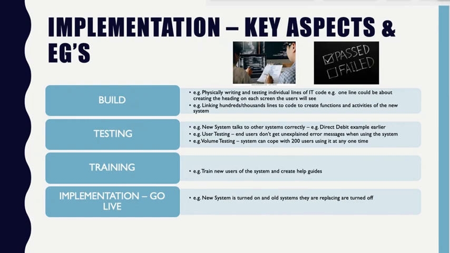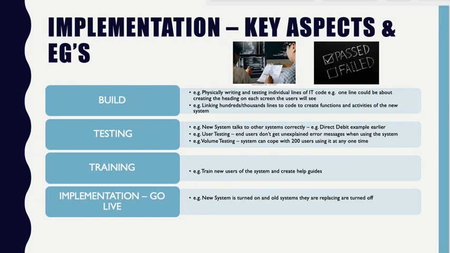Testing is the next key aspect, and there's really 3 phases to testing. The first phase is called system testing, and this ensures that the system is working properly as a whole and that there are no major gaps in functionality. So that, for example, the new systems talk to each other correctly. So the new system talks to the direct debit system that we spoke about a little bit earlier.